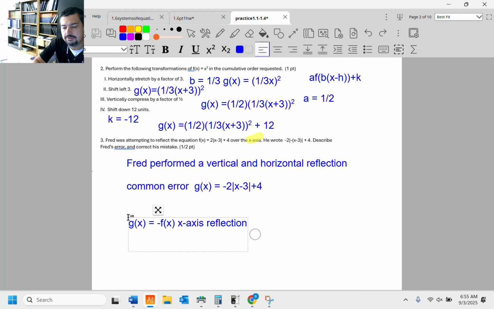So let's do that. Let's wrap it in a negative. So we have a negative, 2 absolute value of x minus 3, and then we have the plus 4, and we distribute that negative, and we get negative 2 absolute value of x minus 3, not plus 4 anymore, minus 4. And that is the true x-axis reflection. Very common mistake that people make. They only negate one thing.